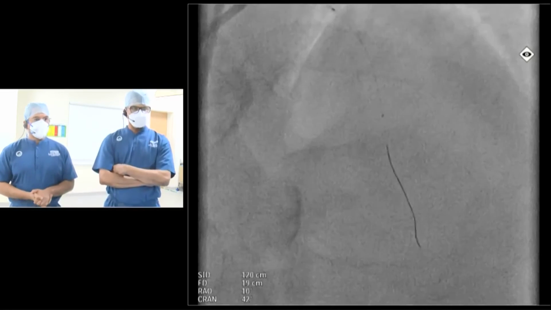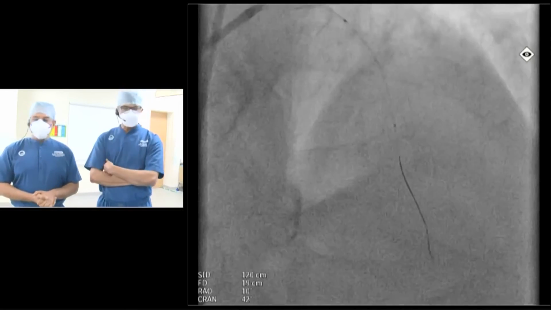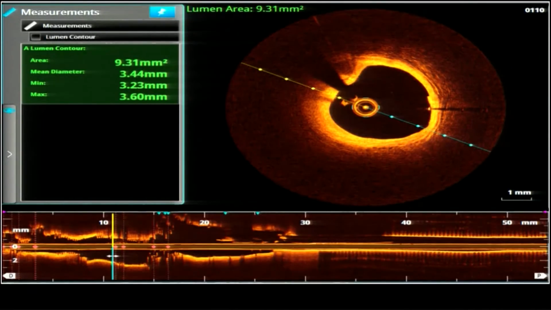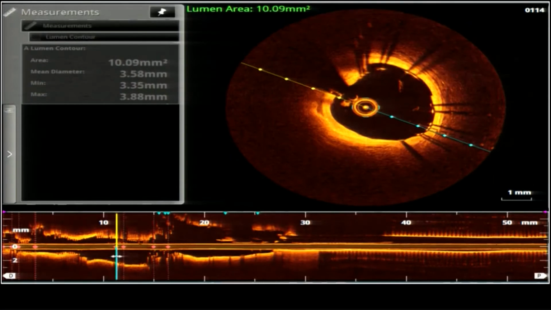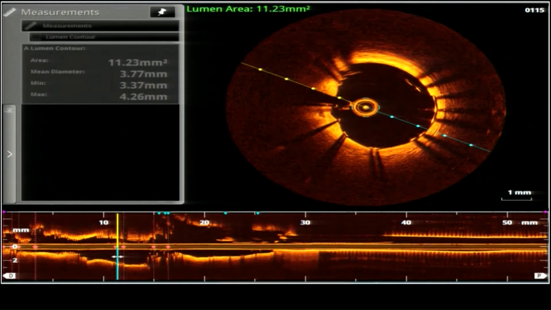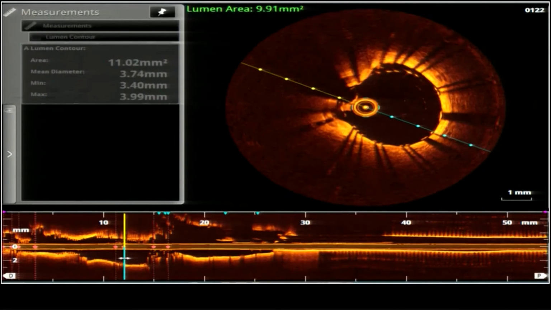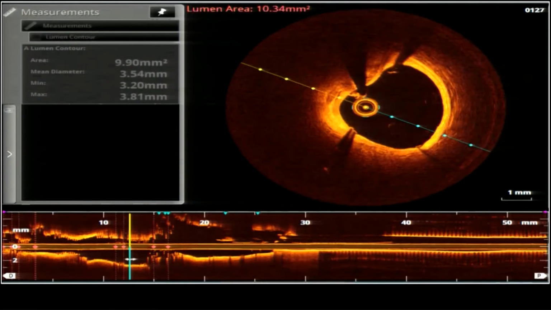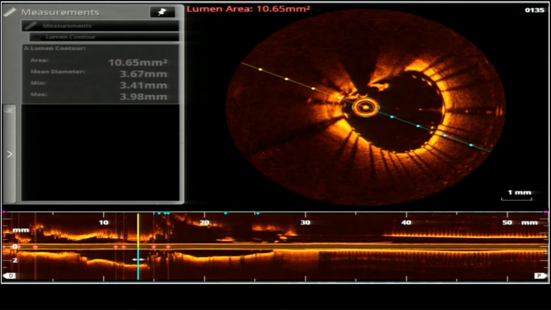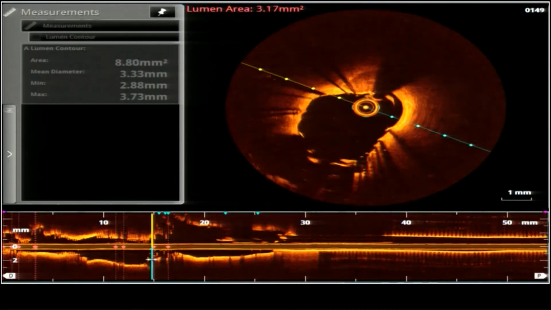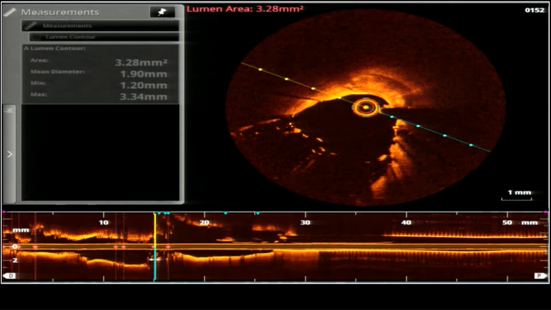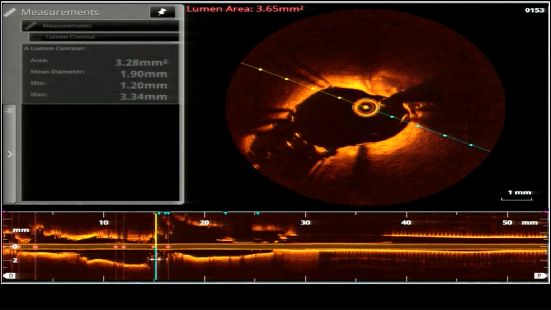Please go ahead and show that. So this is the post angioplasty OCT run. We did it from the LAD into the left main. The distal part of the stent is a little malapposed, which we post dilated later. So this is the OCT run. You can see the ostium of the circumflex is wide open.